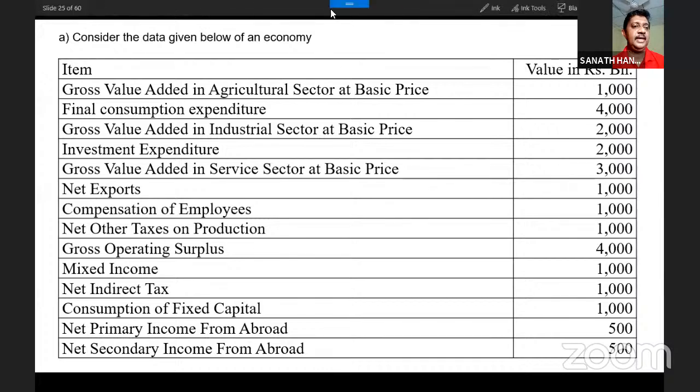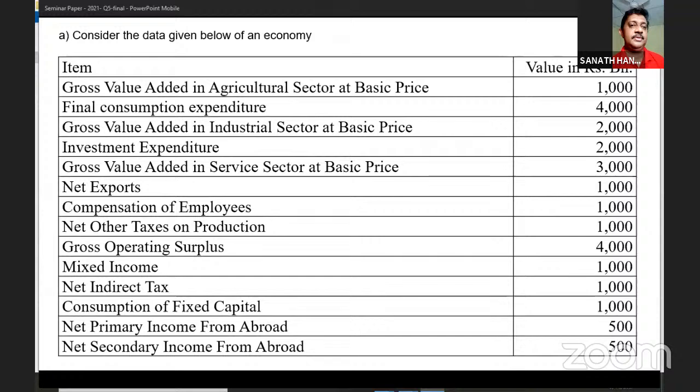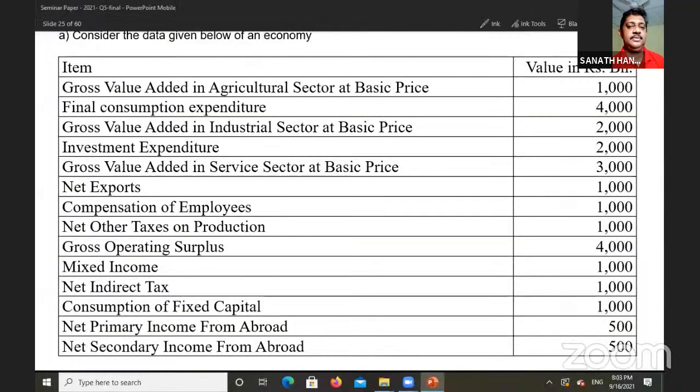Agriculture, non-agriculture sector. This one, to calculate GDP under production method. Within production method, values are the agriculture sector, industrial sector, and service sector data. Within expenditure method, final consumption expenditure, investment expenditure, net export, that's expenditure method data.